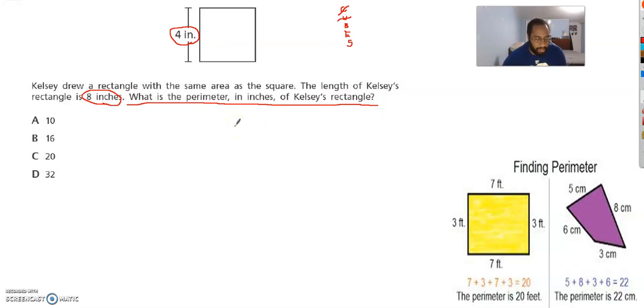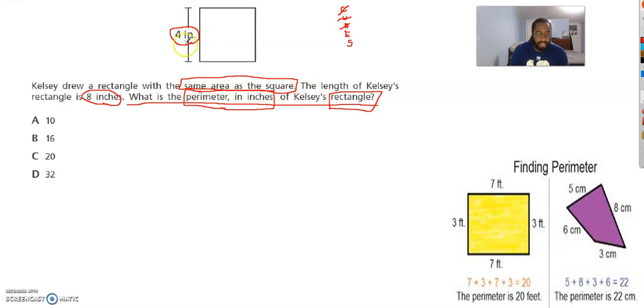Now, who can box the keywords for me? Kanai, can you box the keywords for me? Yes. Perimeter is a keyword. In inches, because you need to know what unit you're looking at. What else is a keyword? Kanai. Rectangle. Also, same area as the square. All right, now let's evaluate and solve.